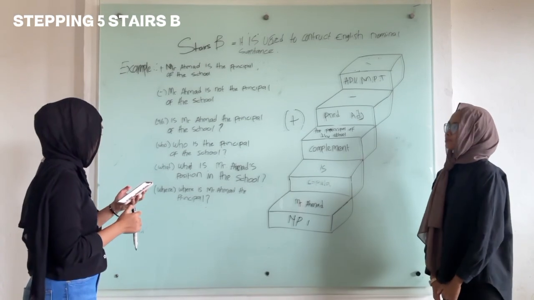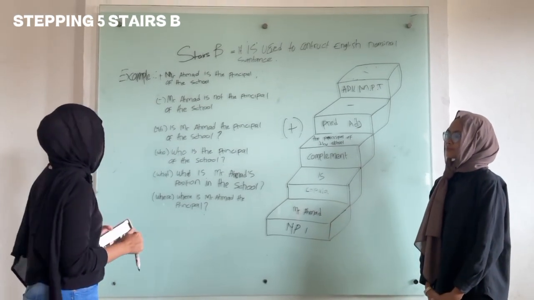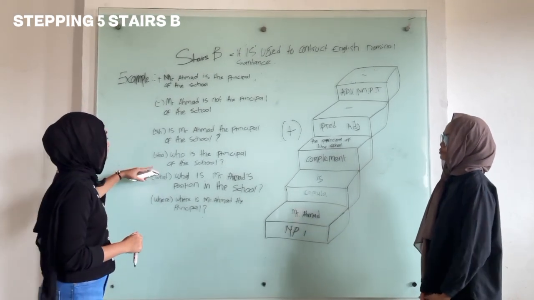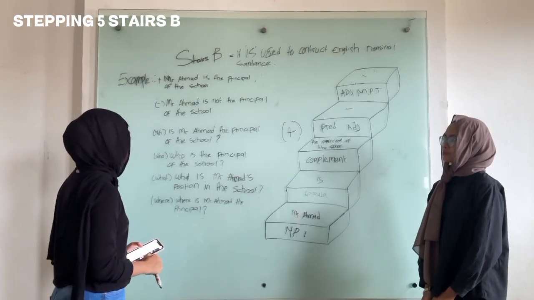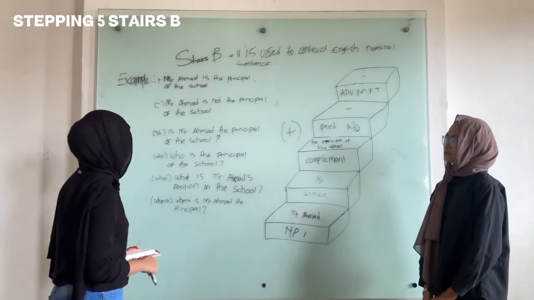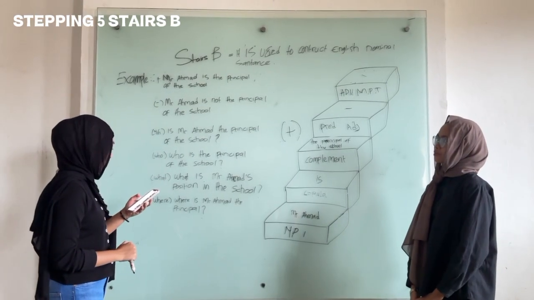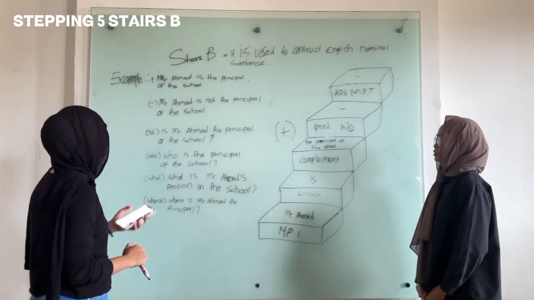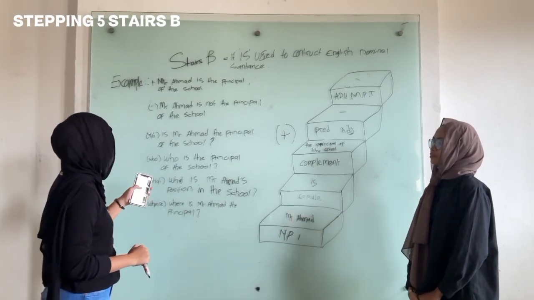Next, to ask about the person, we use who. Example: who is the principal of the school? We use this question when we do not know the person.